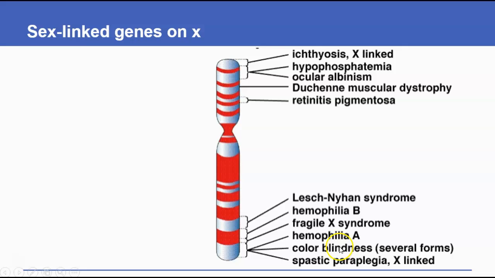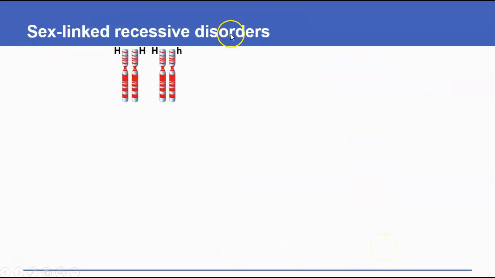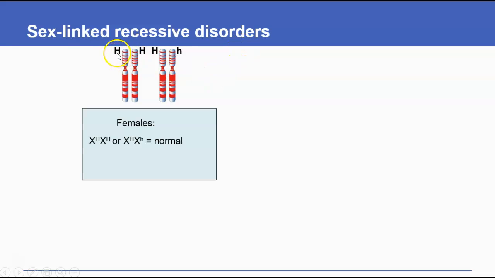Well, there's actually a bunch of different genes. Some of the ones that we'll talk about involve hemophilia, Fragile X, and colorblindness. So for sex-linked recessive disorders, females with their two copies of the X chromosome, they can be normal with having just one copy of that dominant allele. They're only going to have the recessive disorder if both of their X chromosomes have that recessive allele.